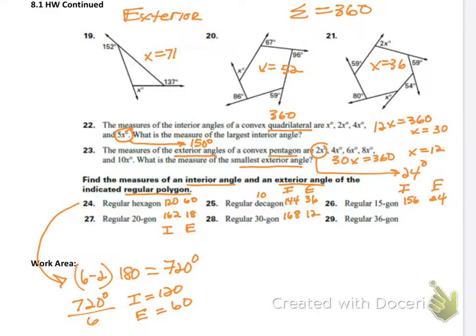Regular 36-gon, 175. And my exterior will be 5. Okay, see how it's getting bigger and bigger and bigger? So that would be an interesting shape to draw.